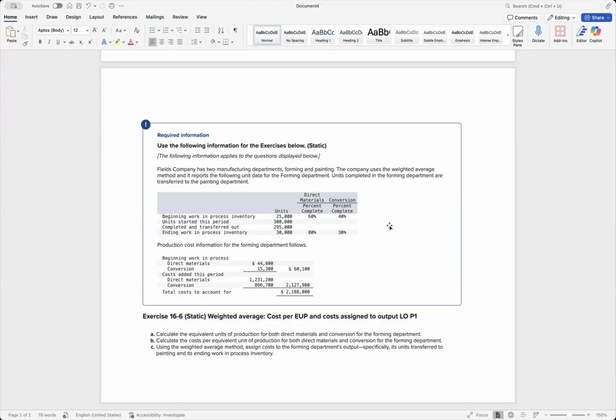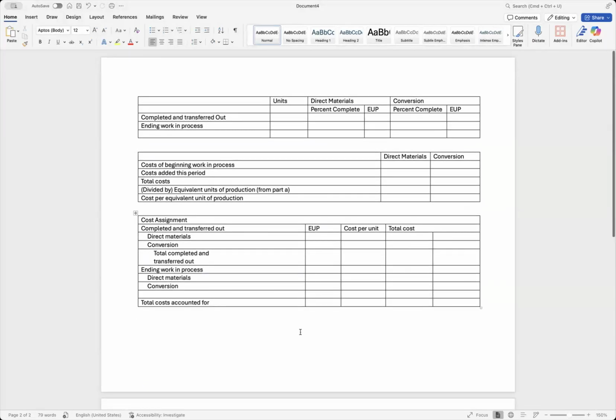And then it says calculate the equivalent units of production for both direct materials and conversion for the Foreman department. And it says calculate the cost per equivalent unit of production for both direct materials and conversion for the Foreman department. Then it says part C, using the weighted average method, assign cost to the Foreman department's output. Specifically, its units transferred to Painting and its ending work in process inventory. So you should get tables that look like these.